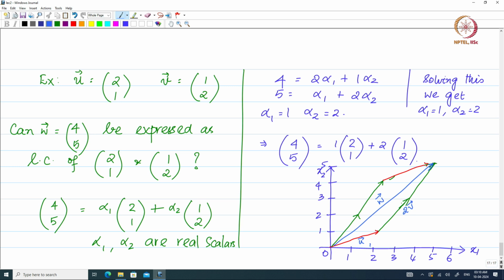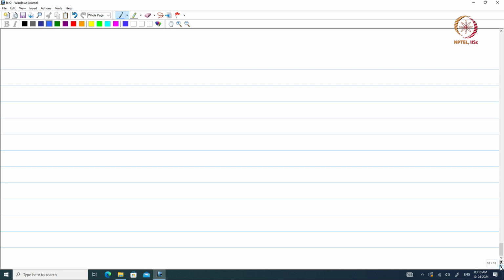Yeah. So, you can solve it like a system of equations, and then you can actually get the values of the scalars. If the scalars exist for which you can get the resultant vector this way, then the resultant vector can be expressed as a linear combination of the other two vectors. Okay. Now, the question is, how do we figure out whether the vectors are linearly independent or dependent?